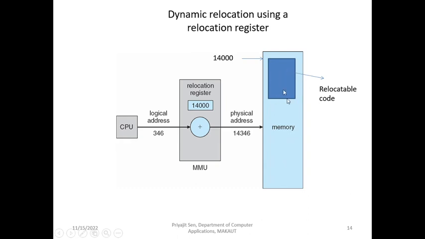So this is the particular physical memory address. Suppose this register starts from 14,000 as the base value, and it may go up to 14,346 or more than that. This value should be present in that particular location.